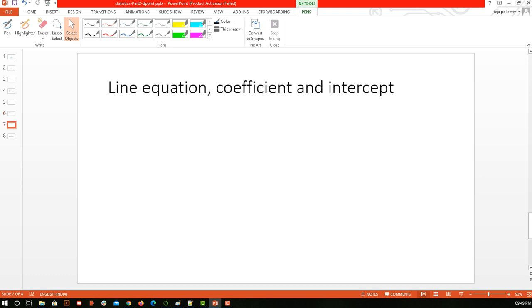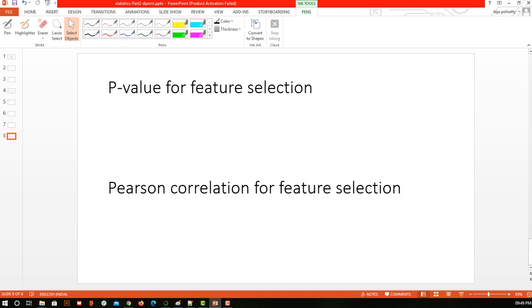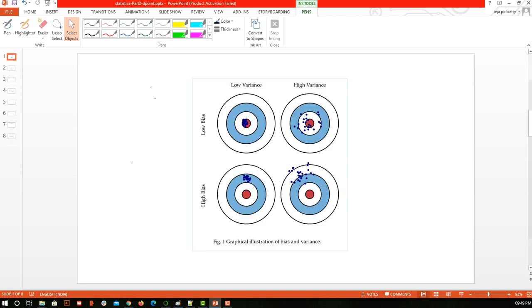Then what is the line equation, what is the coefficient and intercept, and finally we are going to say what is a p-value, Pearson. So with all the statistics we are going to filter the columns and show how good the model is. These are not complete, but these are some of those facts and figures.